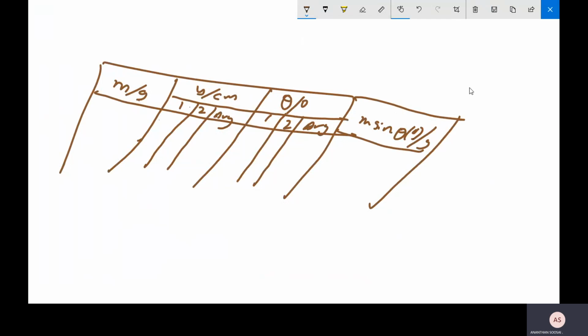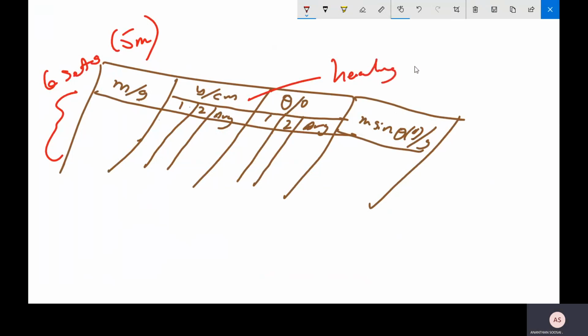B and C show the input of values, and you have to repeat it. So let's see the marks here. 6 sets, 5 marks. Vertical heading: the heading should be 1 mark. Quantity over unit, it must be quantity / unit.